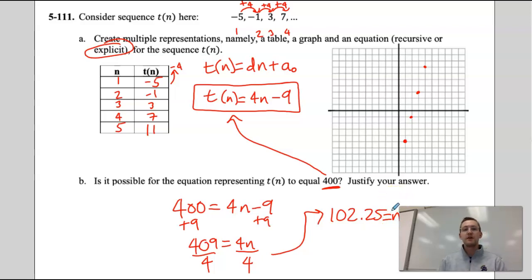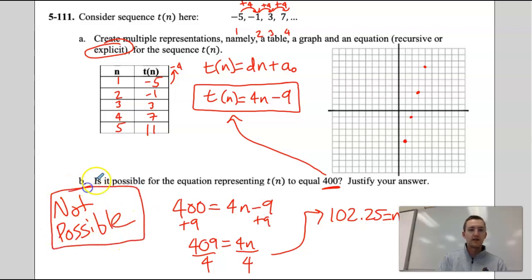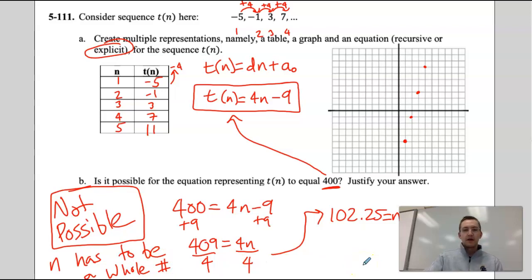So is it possible for our sequence T of n to have a number like this, or a term number that is not a whole number? We talked about this a few weeks ago, but we absolutely cannot have a term number that is not a whole number. So this is not possible, because, like we talked about in the past, n has to be a whole number. Perfect. So let's keep moving.